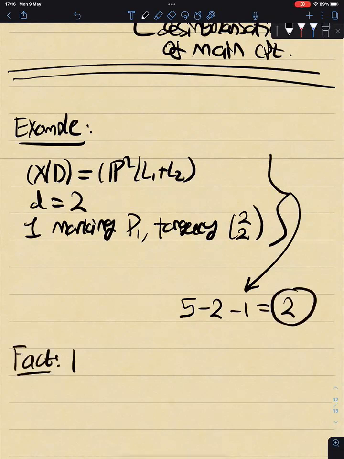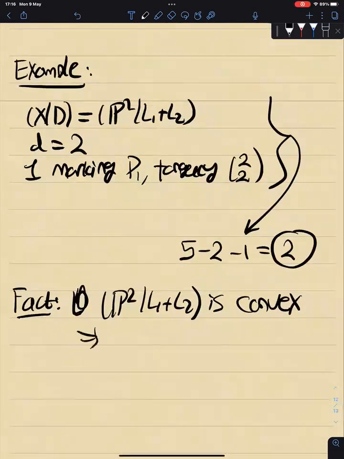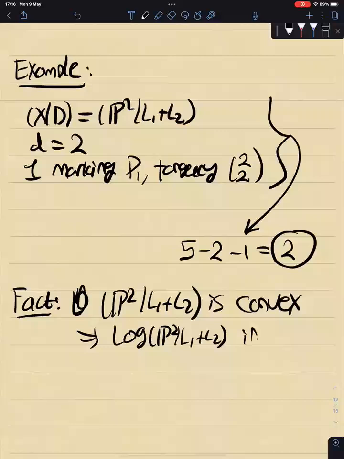And here's a fact: this geometry, P2 relative to L1 plus L2, is convex. Consequently, the moduli space is everything nice I just said about it. It's irreducible, in particular irreducible and 2-dimensional, and it's the closure of the locus of maps from smooth curves.